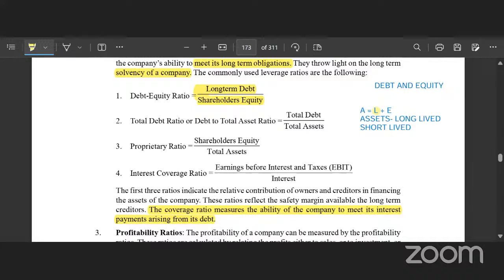So the first three ratios indicate the relative contribution of owners and creditors. When I say the relative contribution of owners and creditors, what it means is owners are the equity, those who contribute equity, and the creditors are those who contribute debt. So the first three ratios indicate the relative contributions of the owners and creditors, the people who supply the equity and the people who supply debt.